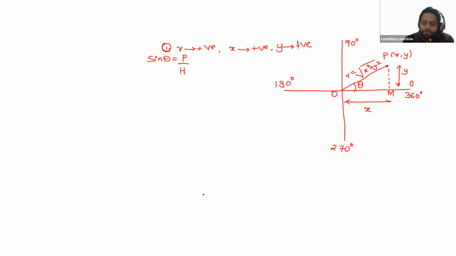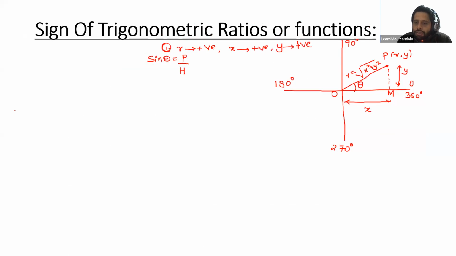Okay. Now, next our topic is sign of trigonometric ratios or functions in different quadrants. In class 10th, you have done trigonometry, but there the angle was between 0 and 90. So there was never any necessity of this topic. But in class 11th, we have angles which can be more than 90, less than 180, between 180 and 270, between 270 and 360. So that's why we need the sign of trigonometric ratios in the different quadrants.